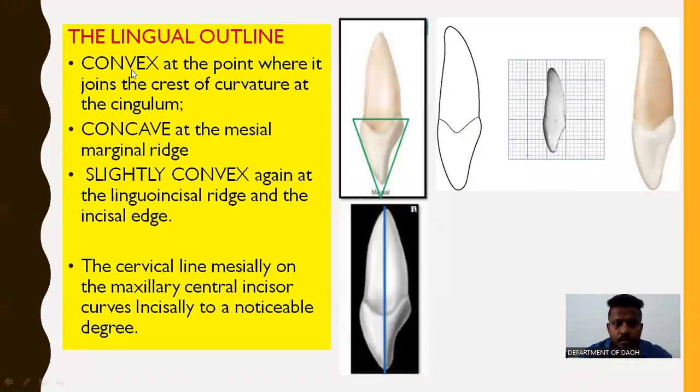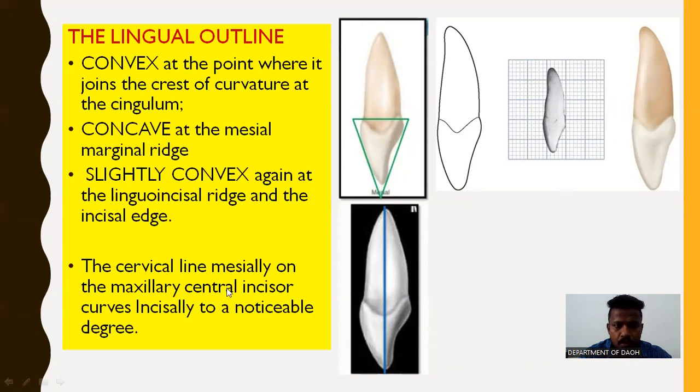The lingual outline is convex at the point where it joins the crest of curvature at the cingulum, and concave at the mesial margin. So here it is convex, and concave at the margins, and slightly convex again at the lingual incisal, and the incisal edges.